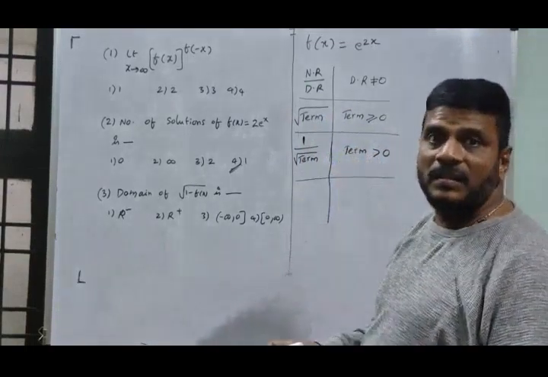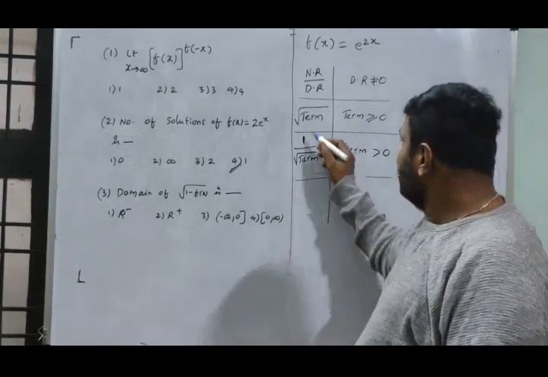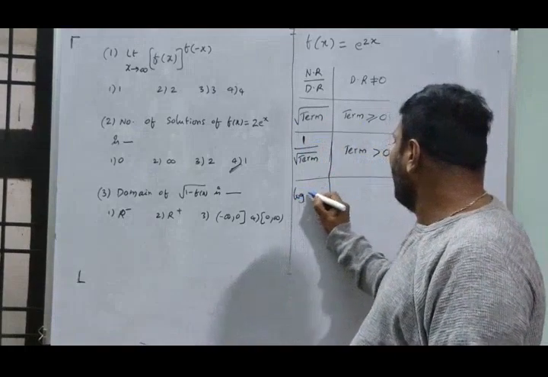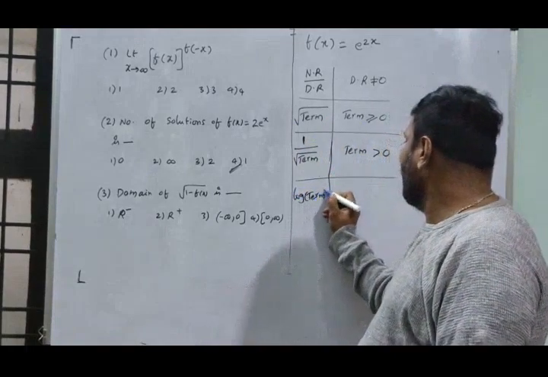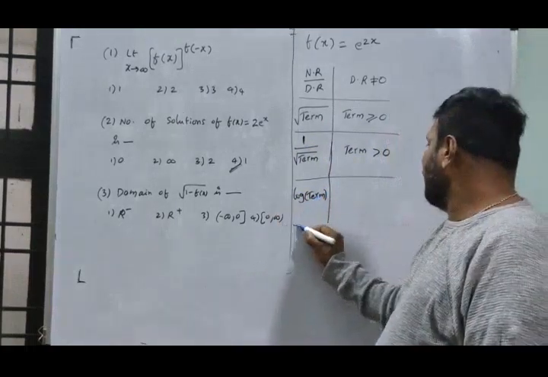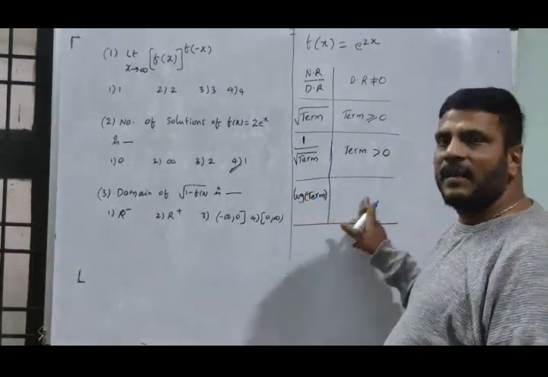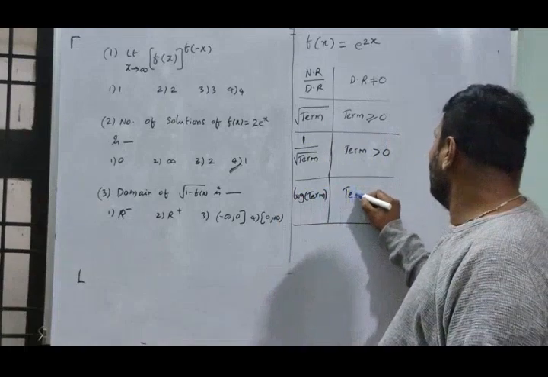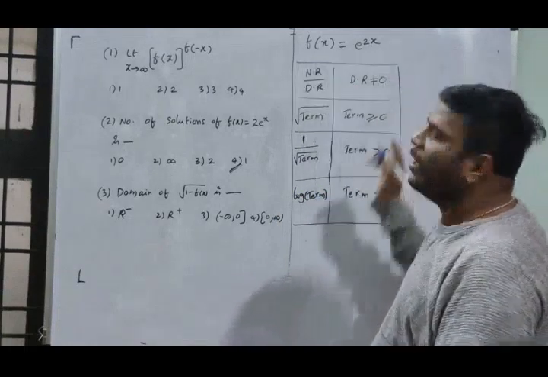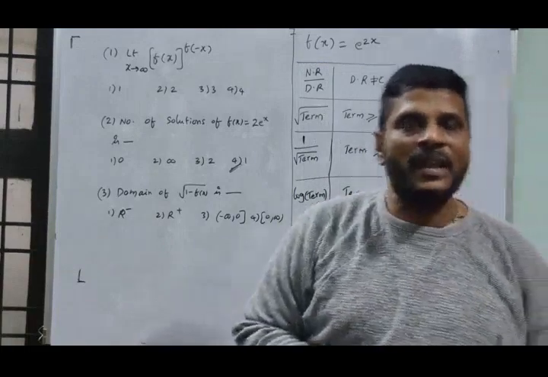Next, if the function is of the form log of term, whenever the given function is of the form log of term, the term should be greater than 0. So these are the basic rules you have to follow to find out the domain of the given function.